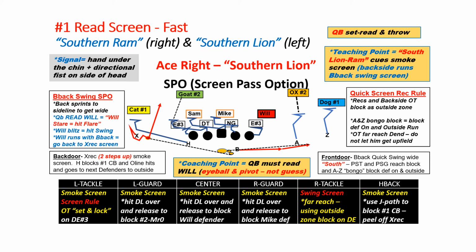Reason we can do this is the back is going to flare weak, and the quarterback is going to read that Will linebacker. If we get outside leverage on him or he blitzes, we'll throw this to the back all day and essentially have free access with the bubble to the backside. If the Will does not give up leverage, then the quarterback simply pivots around and throws the smoke screen to the X, where the H is blocking number 1.